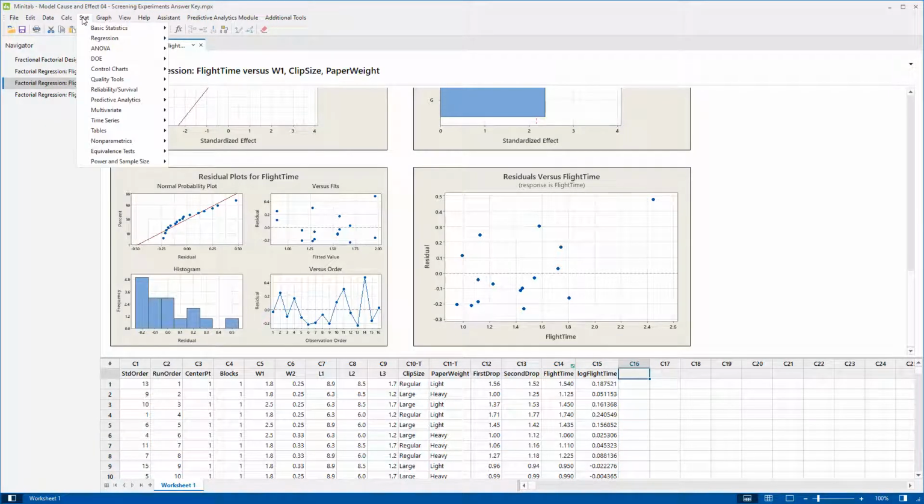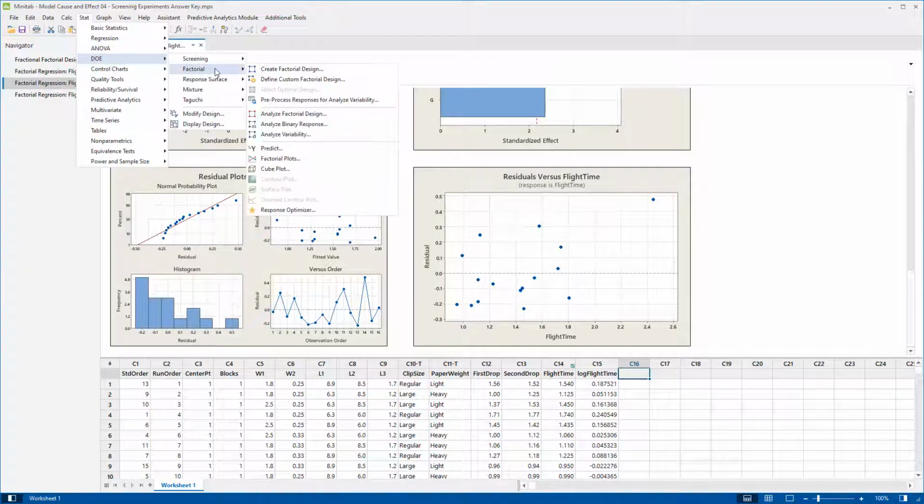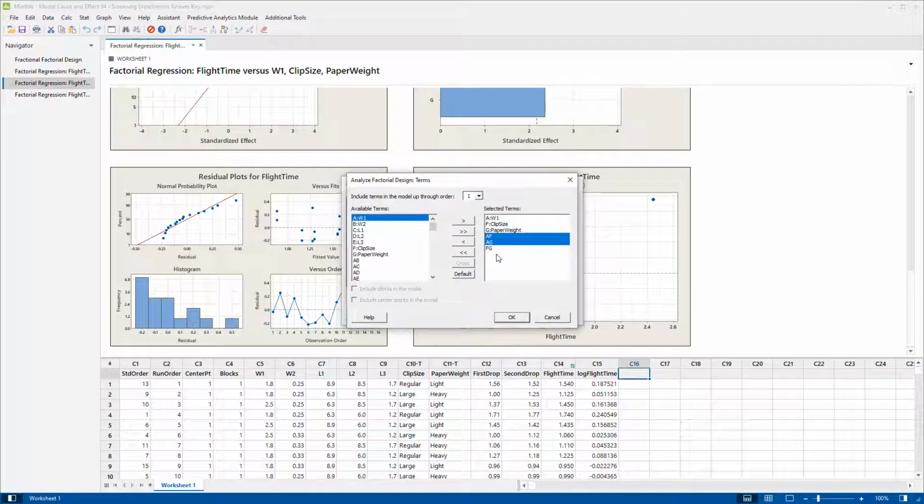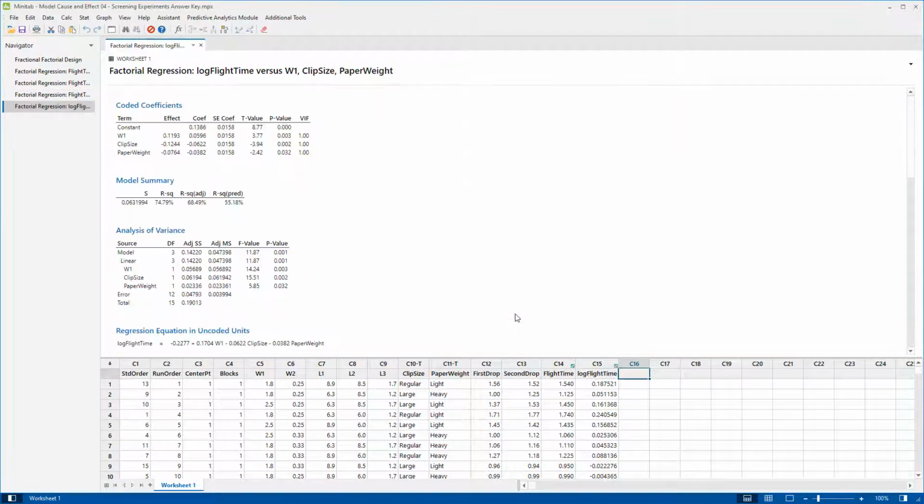Now I'm going to go back to the stat DOE menu, choose factorial. And by the way, all this is relatively advanced for black belts. It's something that your master black belt would help you do. I'm going to analyze the factorial design, only this time I want to analyze the log of the flight time. And I'll leave everything else the same. Actually, I need to get rid of these two-factor interactions because I decided they weren't statistically significant. And I'll do the analysis. Minitab will calculate the results. And again, I have great p-values, somewhat better r-squareds.